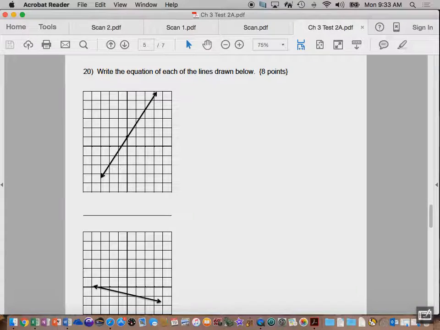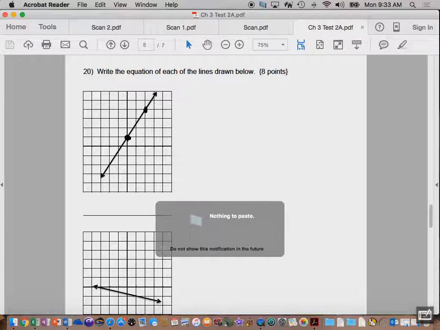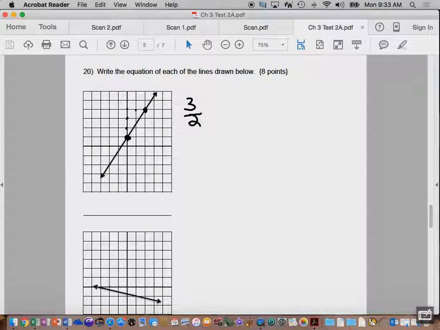Well, here's my y-intercept, and I'm going up 3, 1, 2, 3 over 2. Oh, it wants the equation of the line. So 3/2 is the slope, which a lot of kids put, but for the equation of the line, it's y equals 3/2 x plus 1. You have to include the slope, which we said was up 3 over 2, and then you need to include the y-intercept, which begins at 1.